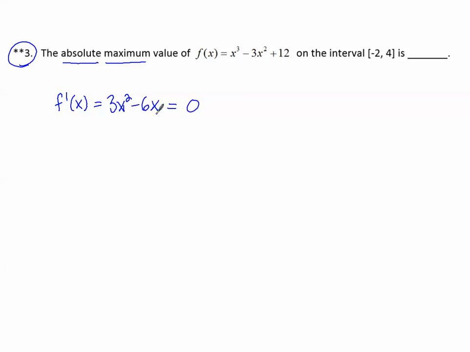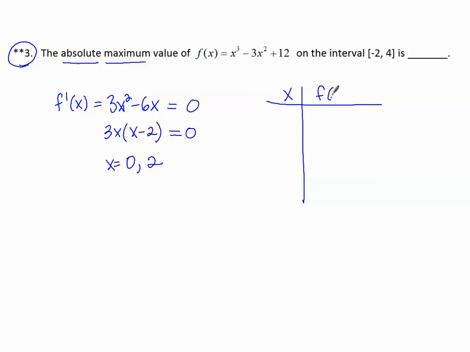Nowhere does this not exist because it's a polynomial. Where does it equal 0? Well, let's factor. Looks like it equals 0 at 2 places, 0 and 2. Let's make our table to keep ourselves organized, x and f of x. Let's list our critical numbers, 0 and 2. Let's list our endpoints, negative 2 and 4.